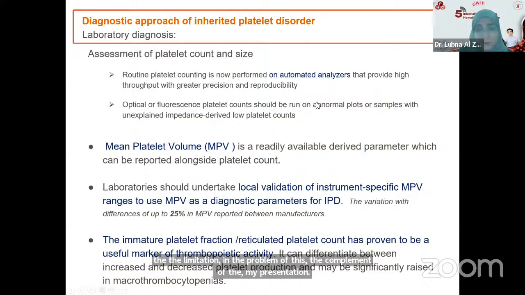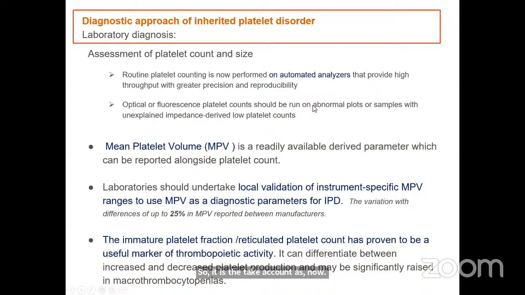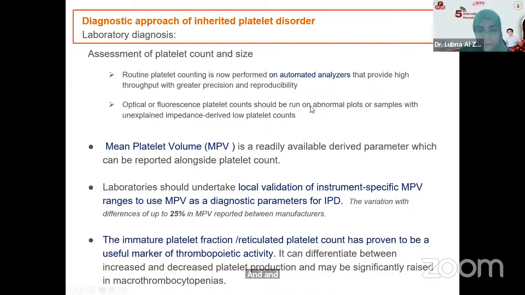So it is the platelet count as known now. It is automated, and automated analyzers are now available. The mean platelet volume is also available as a parameter which can be reported alongside the platelet count. However, if we want to use it as a diagnostic parameter for inherited disorders, we need local validation of the instrument-specific mean platelet volume range, because the variation between manufacturers is up to 25%. So if your lab has no local validation of the mean platelet volume, you cannot use it as a diagnostic parameter for inherited disorders.